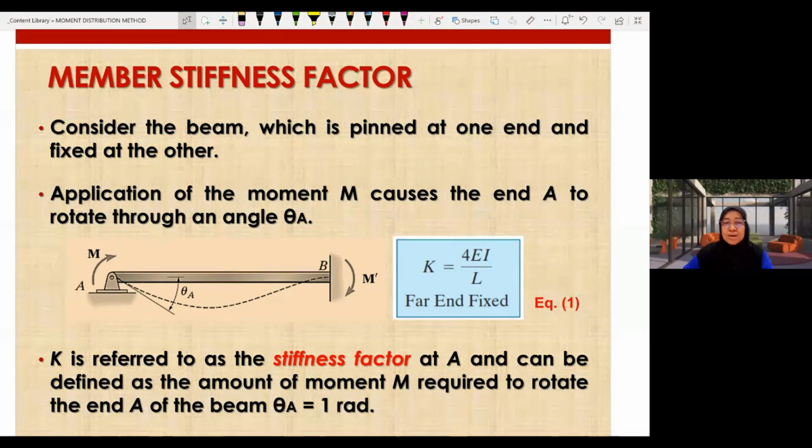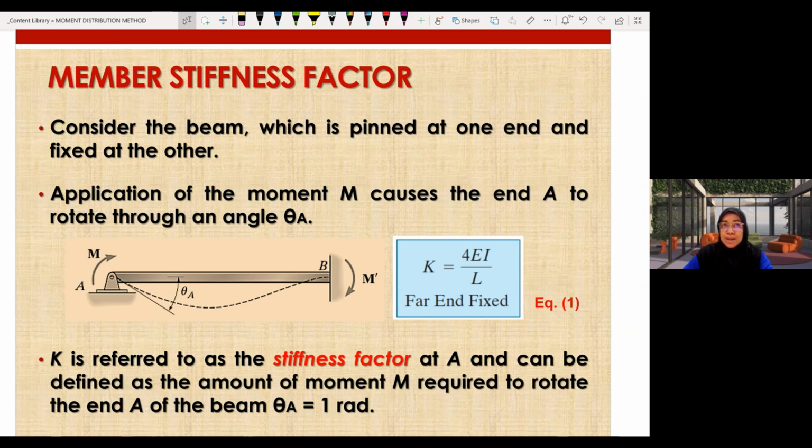Okay, so we are going to continue the moment distribution method. I would like to introduce the member stiffness factor. So what is stiffness? I believe everyone knows what stiffness is, because the previous topic is called the stiffness method, and we established K, but in matrix form. Now in the moment distribution method, we will determine the stiffness factor in order to determine the distribution factor.